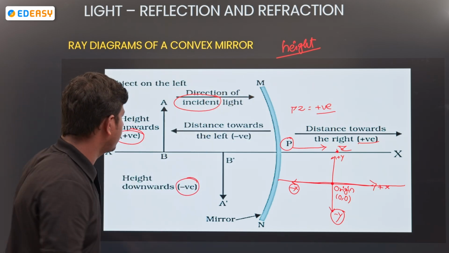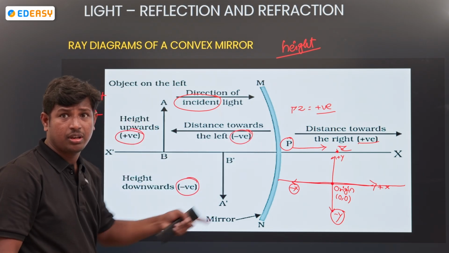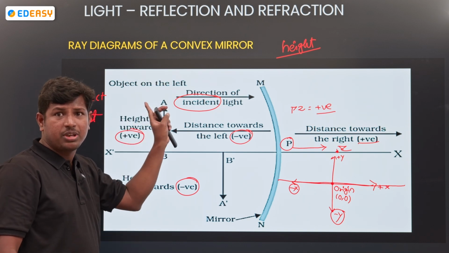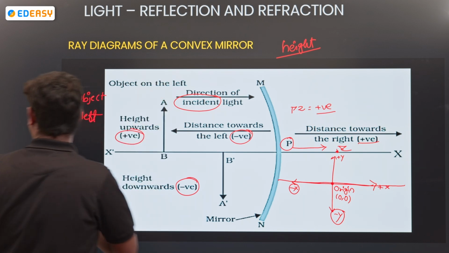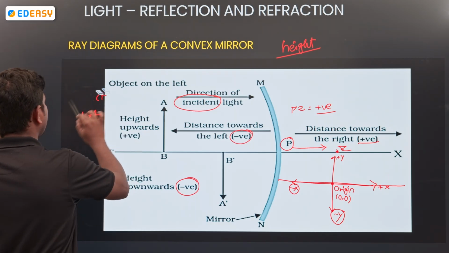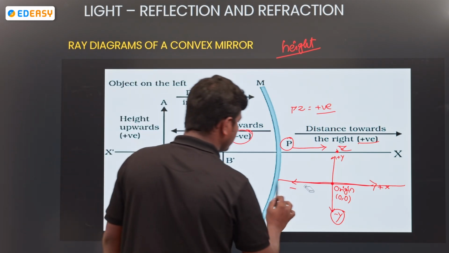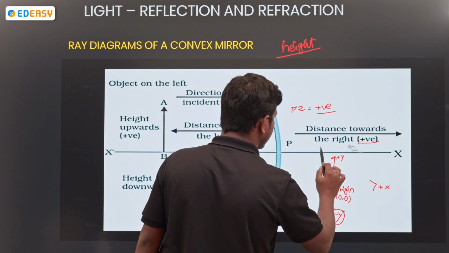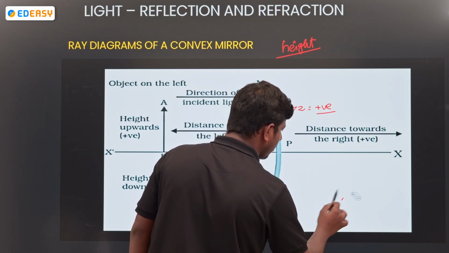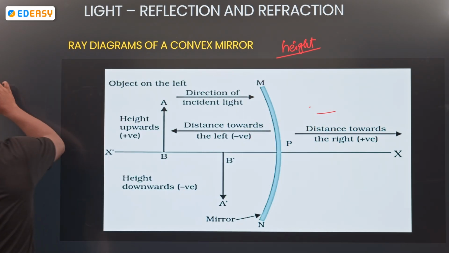That's it. Left side, negative. Right side, positive. Above, positive. Below, negative. Clear? Object will be on the left side. Once again, look at the sign conventions. When do we take positive, in what cases will height be positive, in what cases will height be negative? Along the direction of incident ray what? And opposite to the direction of incident ray is what? Once again, see.